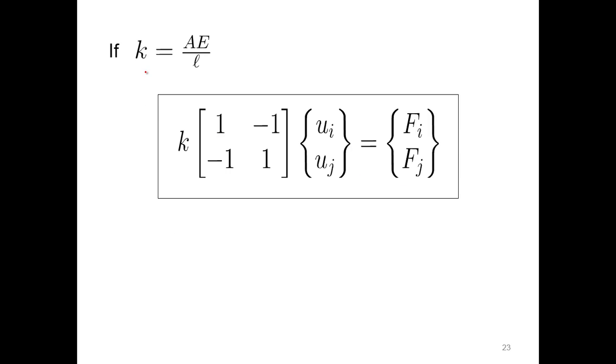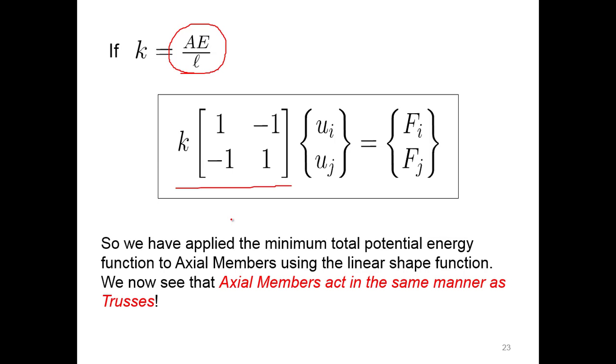So we said if k, i.e. spring constant, stiffness constant, we substitute in for A over L, then our stiffness equation becomes k times the matrix [1, -1; -1, 1], times the column matrix ui, uj, equals the forces. So we applied the minimum total potential energy function to axial members, and we found that they act in the same manner as trusses, which hopefully is not a surprise because the axial members, at least the case we looked at, was a 2-force member, just like trusses were. And so we end up with the same results there.